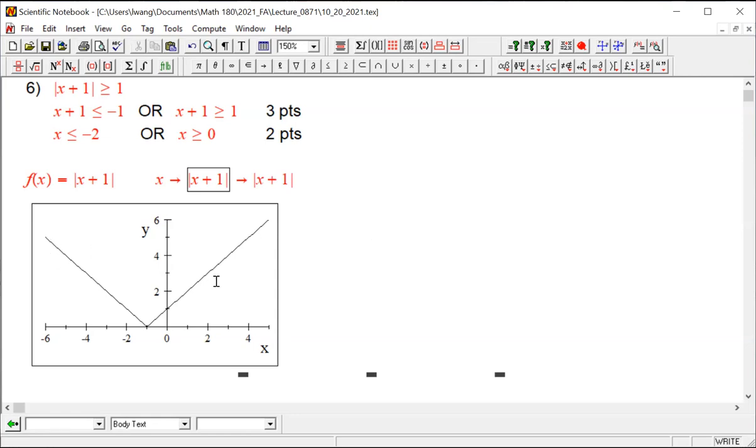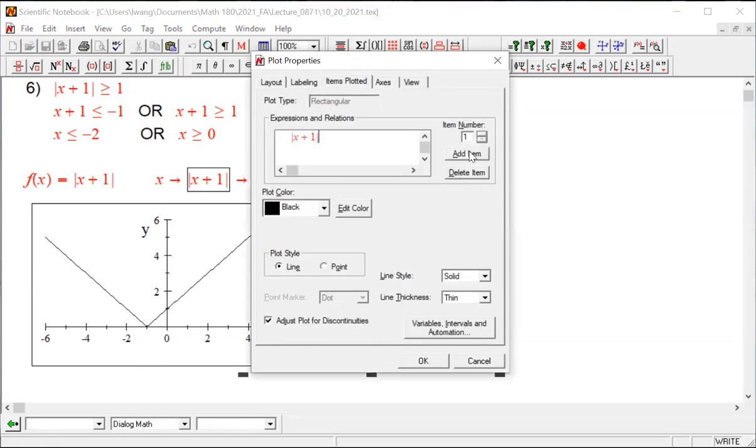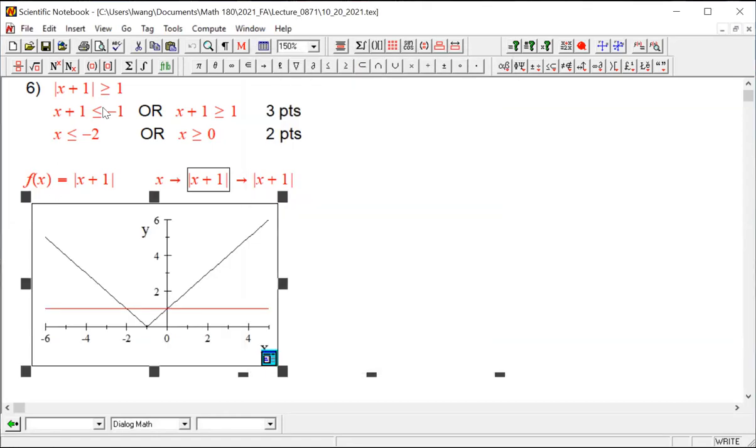So you get this graph. For this graph, it's greater than or equal to 1. So I'm going to have the output equal to 1, the red line. Greater than or equal to 1. What input will give us the output greater than or equal to 1? What are they? These, right? Oh, that's too thick. Sorry, too thick.